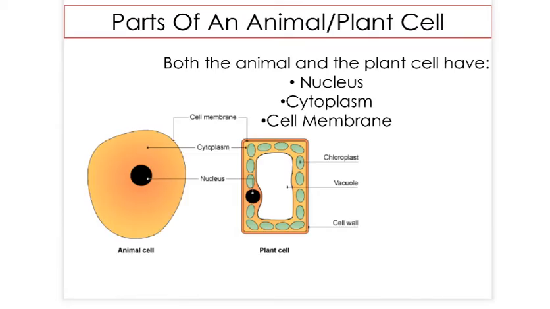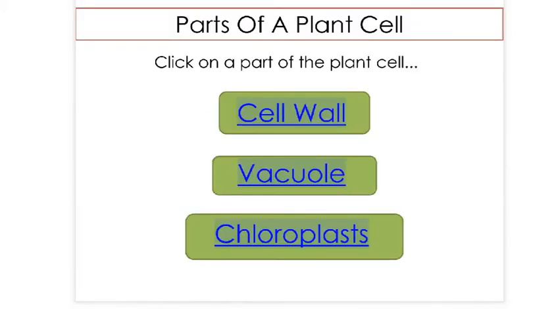Animal and plant cells share some of the same organelles: nucleus, cytoplasm, and cell membrane. Pause the video and copy the information on the slide. Yes, please copy the diagrams. Plant cells have different organelles to animal cells, such as cell wall, vacuole, and chloroplast. Let's look at these in detail.